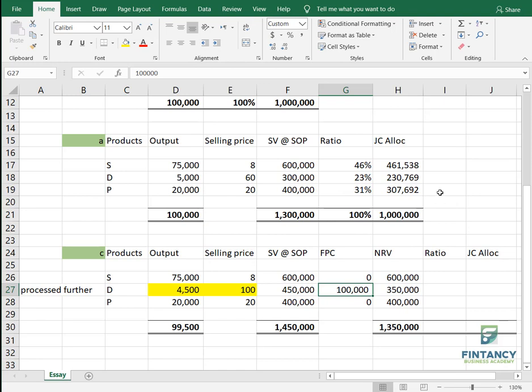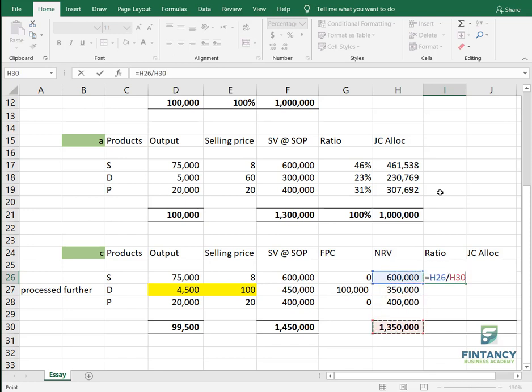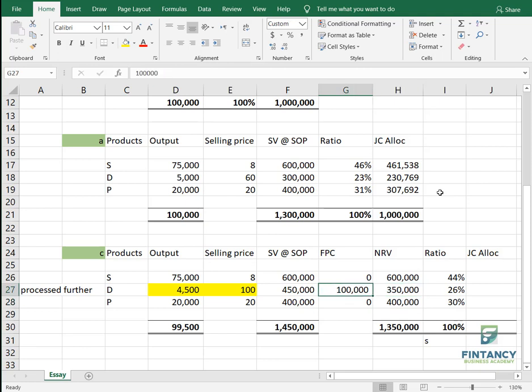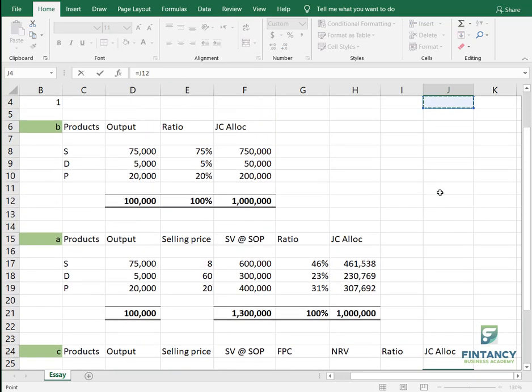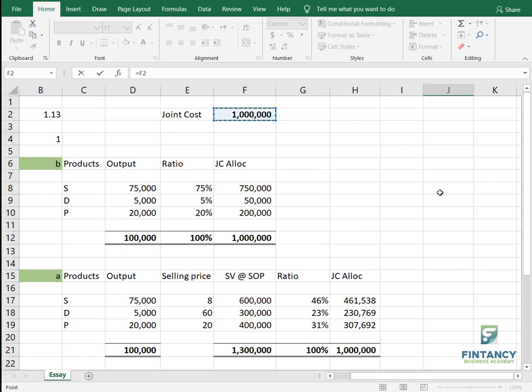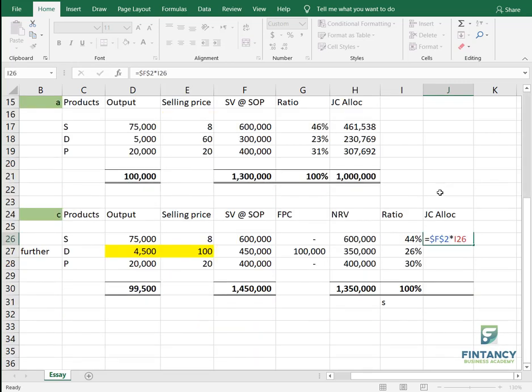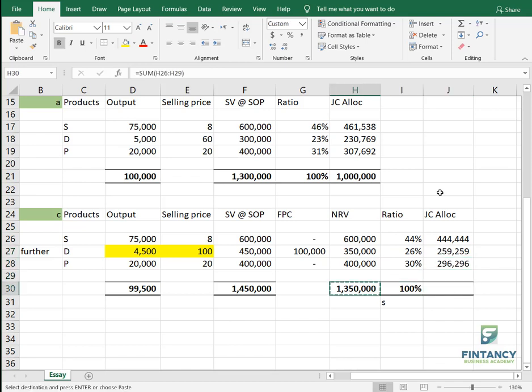How much is my NRV? 1350. Now I can take the ratio. This divided by this. Fix it. Okay. I hope it's clear with everyone. Okay. How to allocate the joint cost? How much was the joint cost? Remember? 1 million. Fix it. Multiply by ratio. Total joint cost before allocation and after allocation should be same.